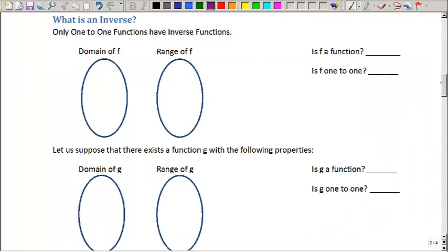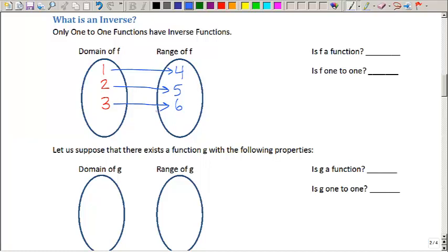First, I'd like to note that only one-to-one functions can have inverse functions. So I'm going to give you a function, and we're going to start off with a very easy function. I'm just going to give some values here, 1, 2, and 3, 4, 5, and 6. So 1, 2, and 3 are in my domain, 4, 5, and 6 are in my range, and we're going to say 1 is being mapped to 4, 2 is being mapped to 5, and 3 is being mapped to 6.